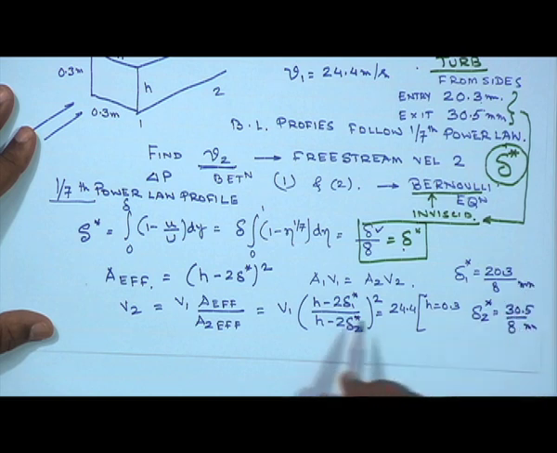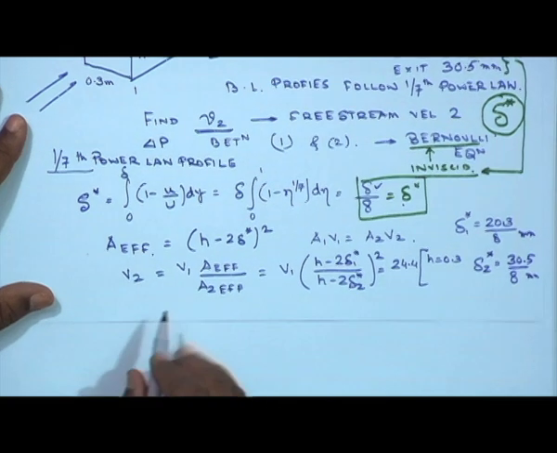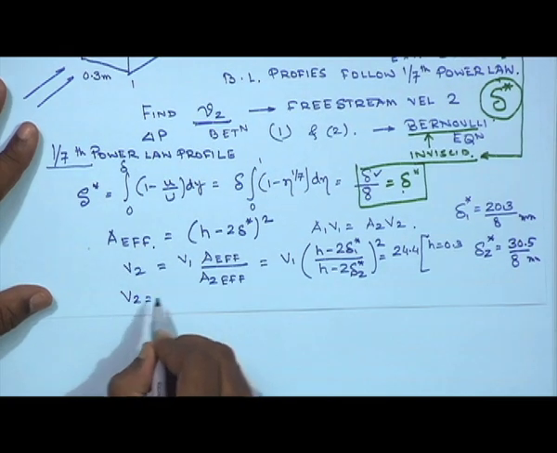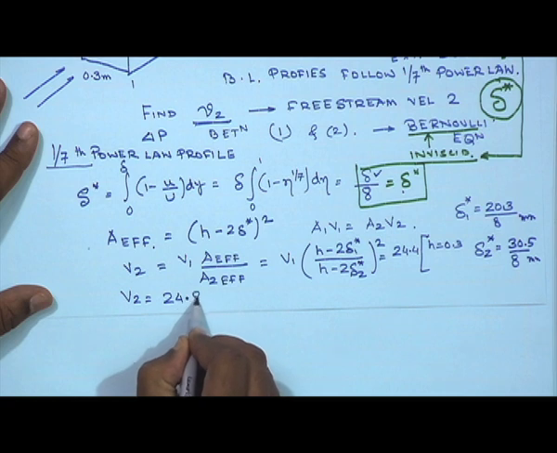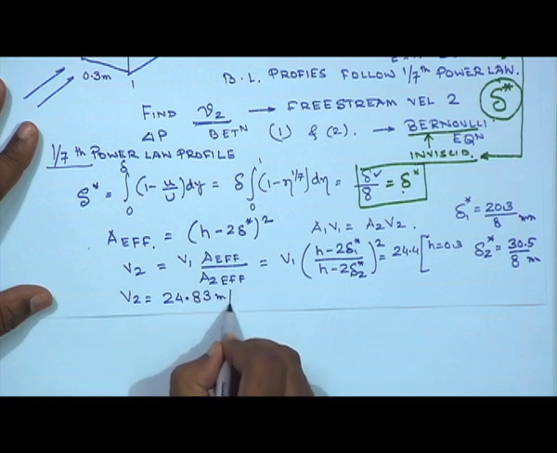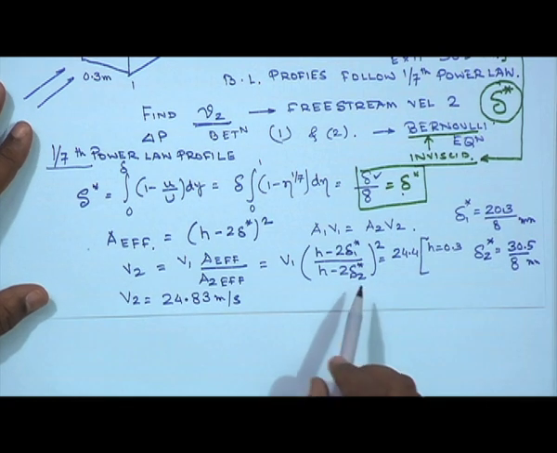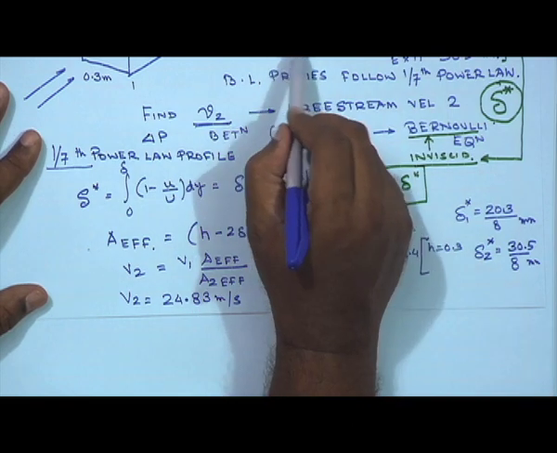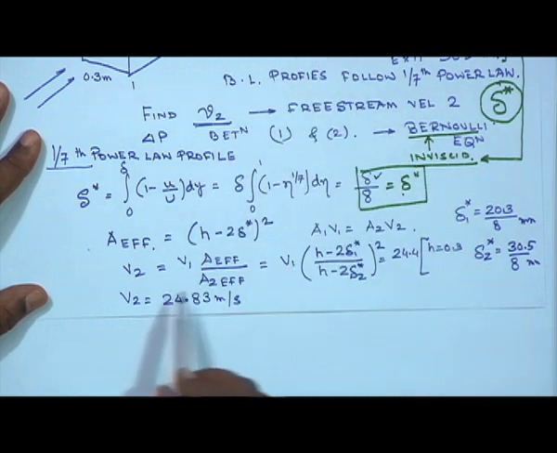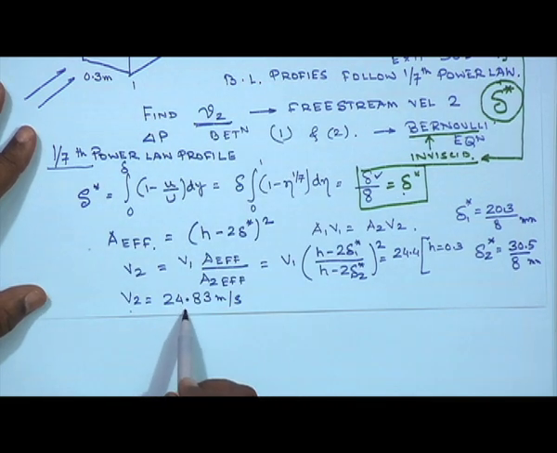So you put the value of delta 2, delta 1 in here, and what you would say is V2 is equal to 24.83 meter per second. You should put the numbers in check, and therefore you start with a value of 24.4, and at location 2 you are going to get V2 equals 24.83.